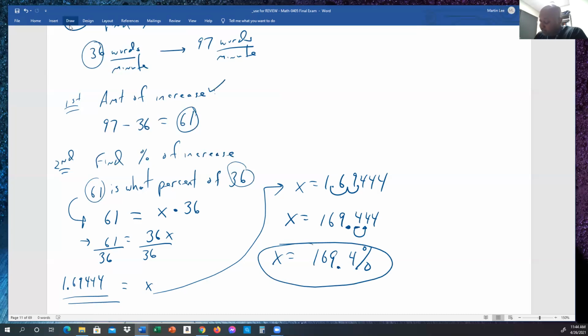So the first thing we did was we found the amount of increase, and then to find the percentage of increase, we took the 61. That was the amount of increase, and said 61 is what percent of 36. Changed it to an equation that we could solve for x. X was a decimal, and we changed that to a percent by moving the decimal 2 places to the right, rounded to the nearest tenth, and then added a percent sign.